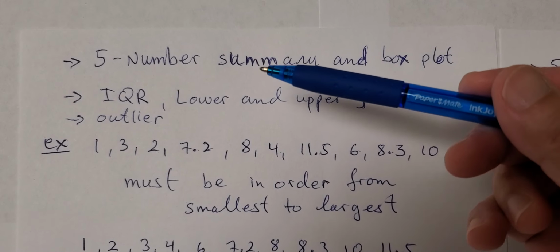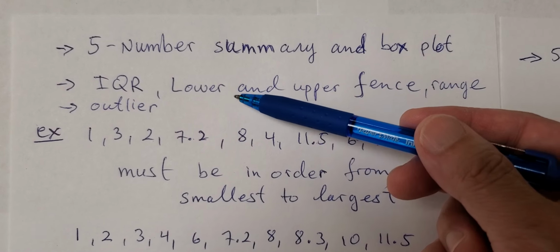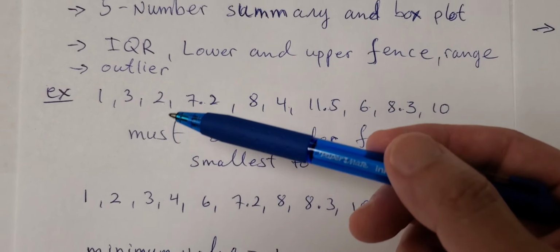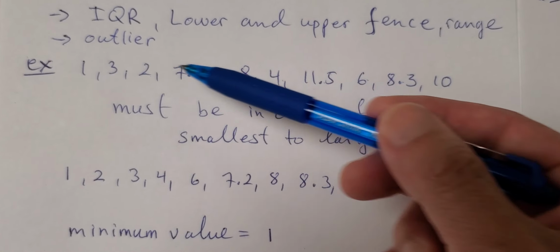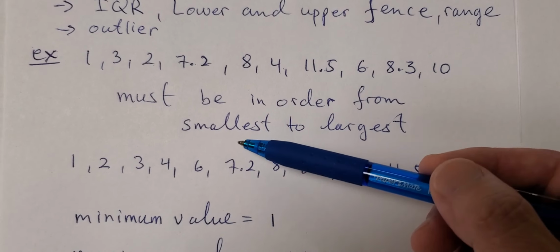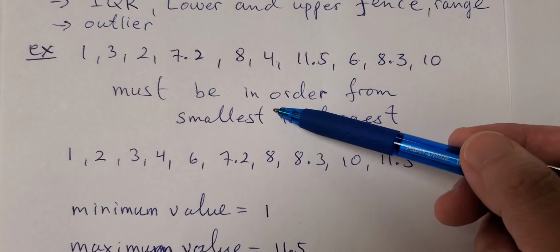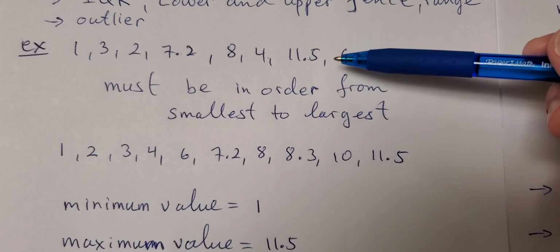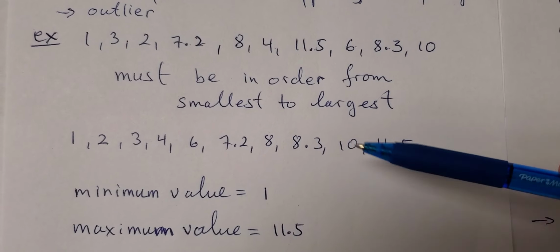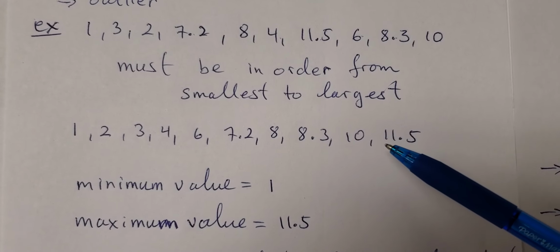Today's lesson is on the 5-number summary, box plot, IQR, lower and upper fence, range, and outlier. Here we have an example list of numbers. Make sure that it is in order from smallest to largest. It must be in order from smallest to largest, so rewrite this list down here.